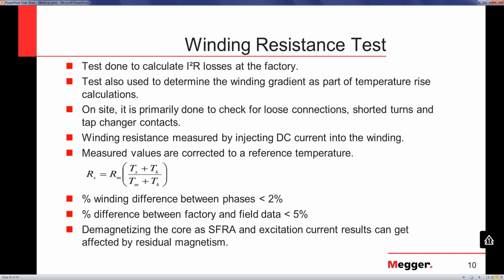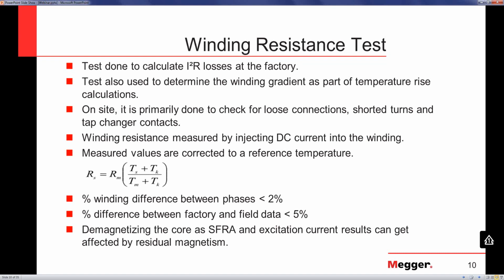The formula that you see on the slide, RS is the resistance at reference temperature. RM is the measured resistance. TS is the reference temperature. TM is the temperature at which the measurement is done, and TK is the temperature coefficient, which depends on the winding material. It's 235 for copper, it's 225 for aluminum.